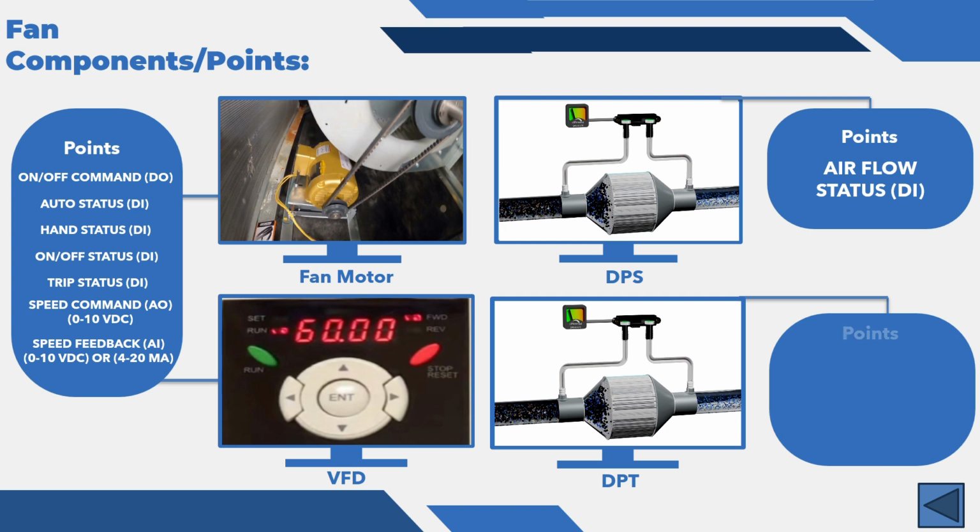DPT point, differential pressure sensor reading. This point reads the current pressure difference. It is an analog input point to the BMS. 0 to 10 volt DC or 4 to 20 milliampere is the reading method, as mentioned earlier.